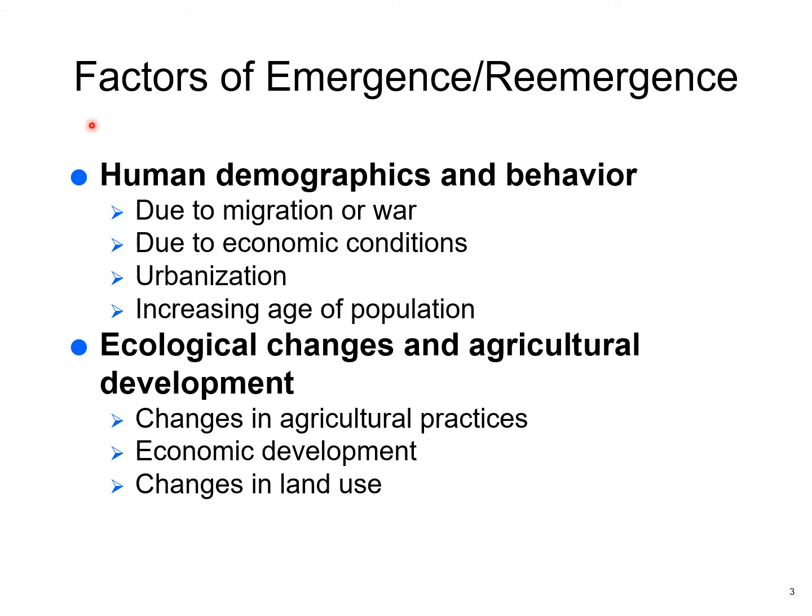A reemerging disease is an older disease that was under control but is coming back, like tuberculosis. Factors of emergence or reemergence of diseases: human demographics and behavior, the migration due to war. This was what no doubt spread the Spanish flu back 100 years ago in World War I. They say that more people died of the flu than they actually died of fighting in the war. And that was just an awful war. I mean, hand-to-hand combat in trenches and ditches, just an awful thing.